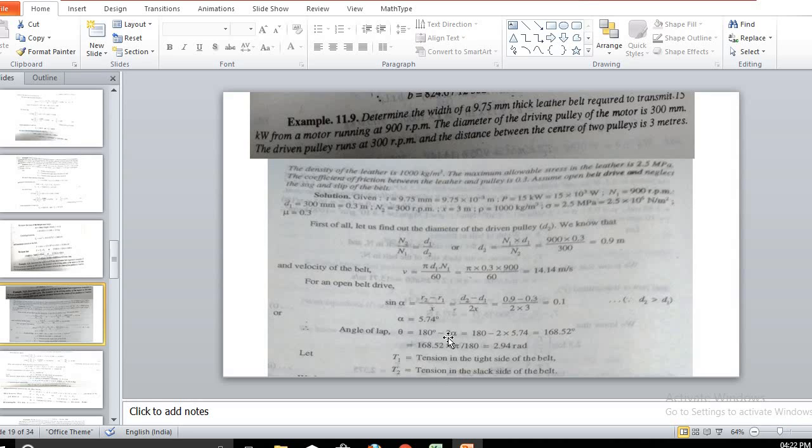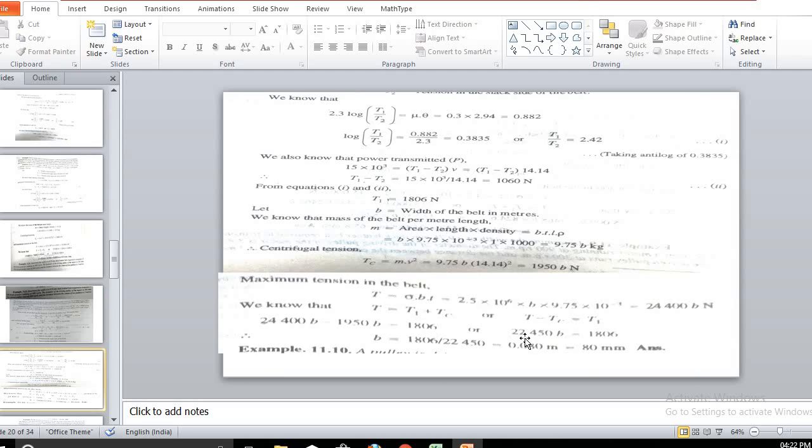Find out theta is equal to 180 degree minus 2 alpha. Sin alpha is equal to R2 minus R1 by x, that is D2 minus D1 divided by 2x. D2 is 0.9 minus 0.3 divided by 2 into 3, which is equal to 0.1. So alpha is equal to this much. Theta is equal to 180 degree minus 2 alpha, which is this much. By another relation between T1 and T2, log of T1 by T2 is equal to mu theta. Mu is given, theta we already calculated here, 2.94, and we get the relation for T1 by T2.